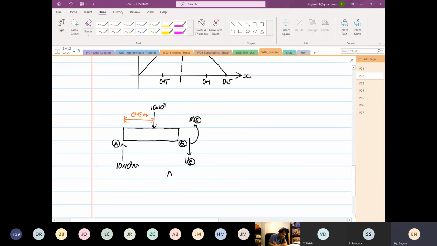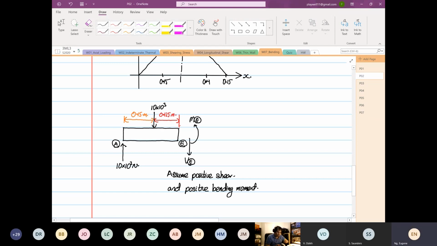We make an assumption: we assume positive shear and positive bending moment. That's what I assume. So now we have to find out what our distance is from here to here. That distance over there is what? 250. So it's 0.125 meters.